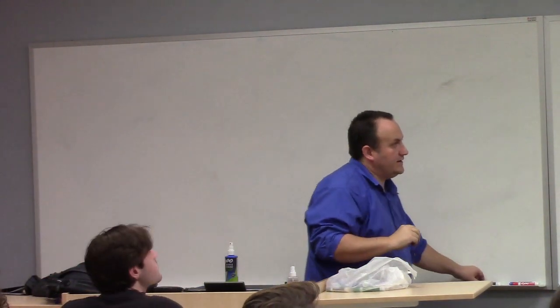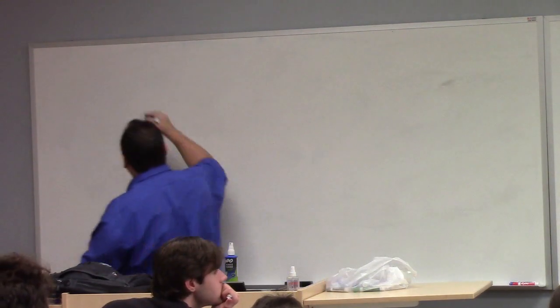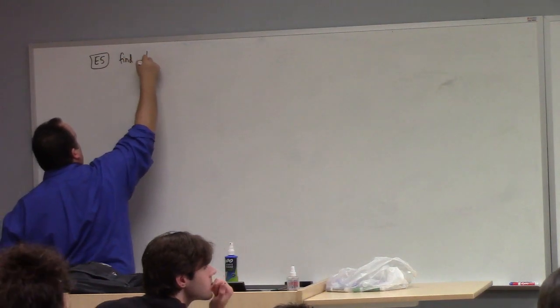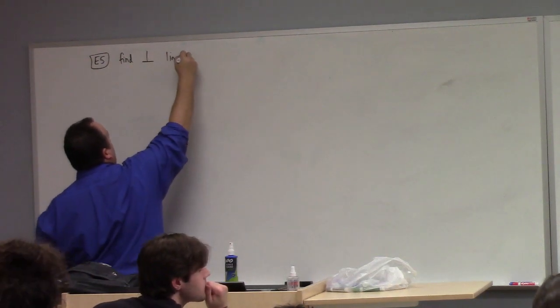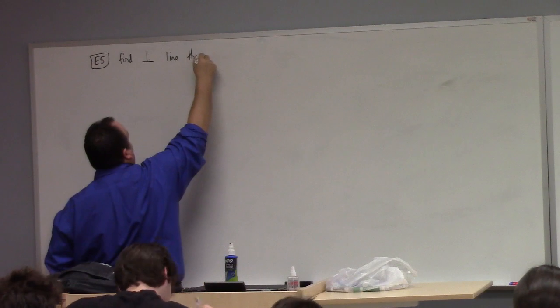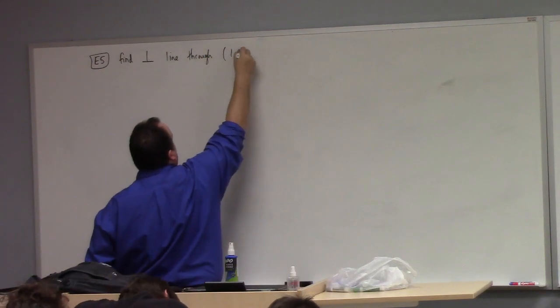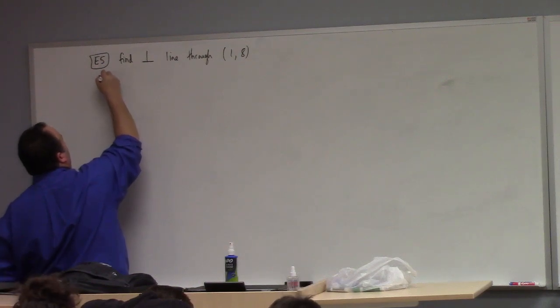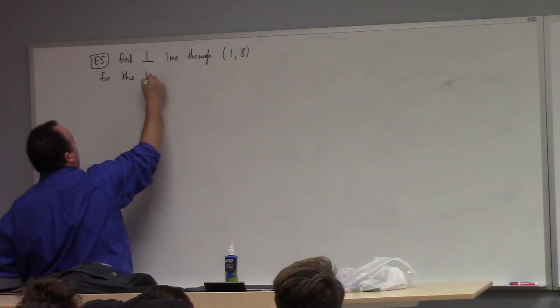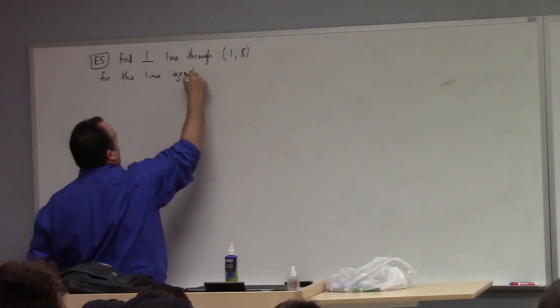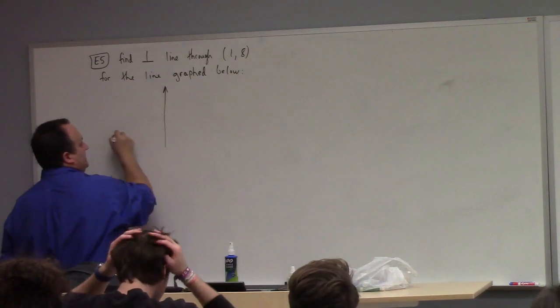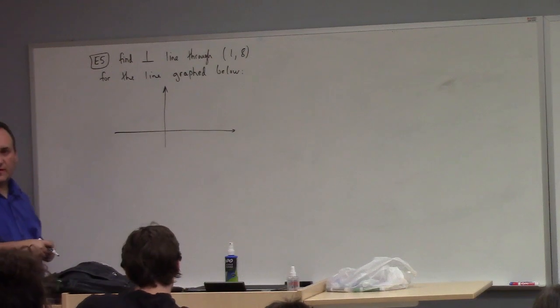Okay, let's see here. Example 5. Find the perpendicular line through, let's say, 1, 8, for the line graphed below. So here we're going to be given a graph. Some of the recommended homework problems, you're given a graph, right?